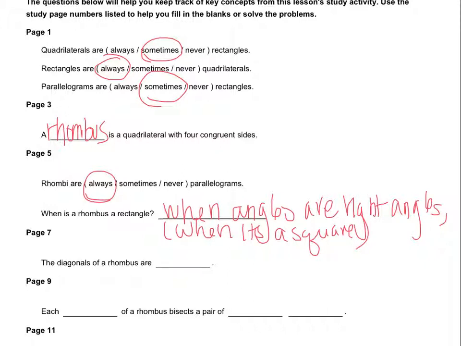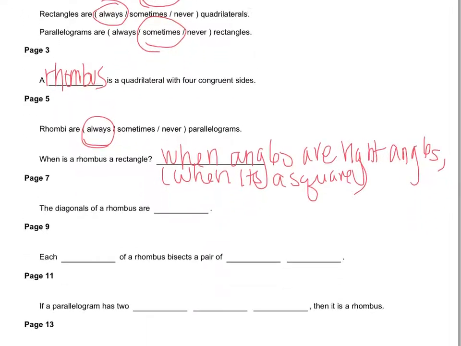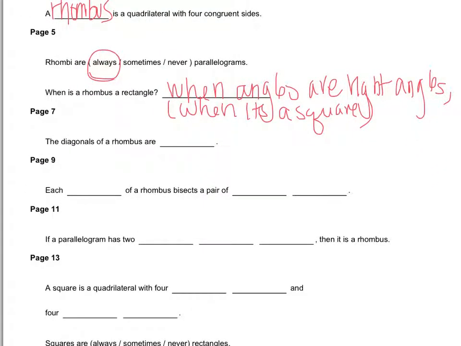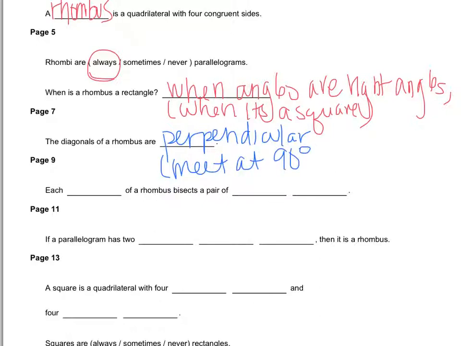So now here's something that's unique only to the rhombus. Well, it's not only to the rhombus, but it starts with a rhombus. Is that the diagonals are perpendicular. And the word perpendicular means that they meet at a 90-degree angle. So when you have a rhombus, their diagonals form 4 90-degree angles. Another thing that makes the rhombus unique is that each diagonal of a rhombus bisects a pair of opposite angles.